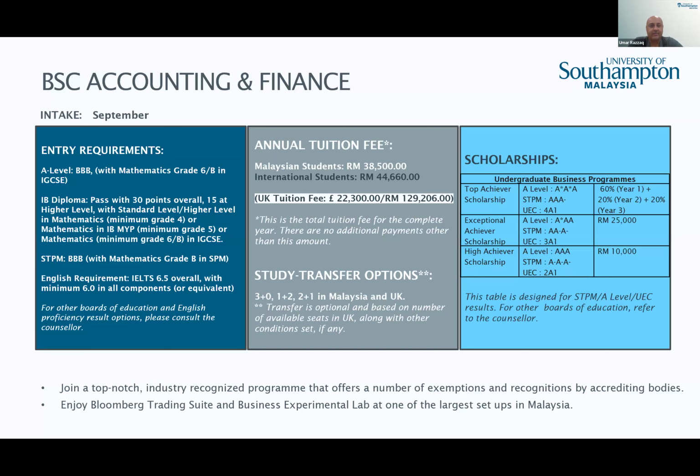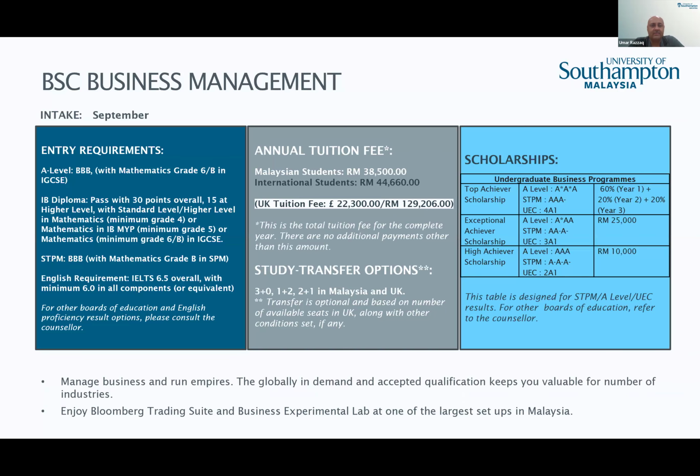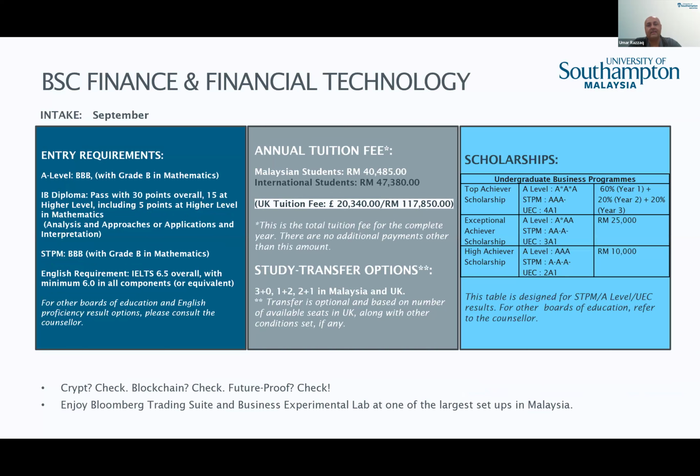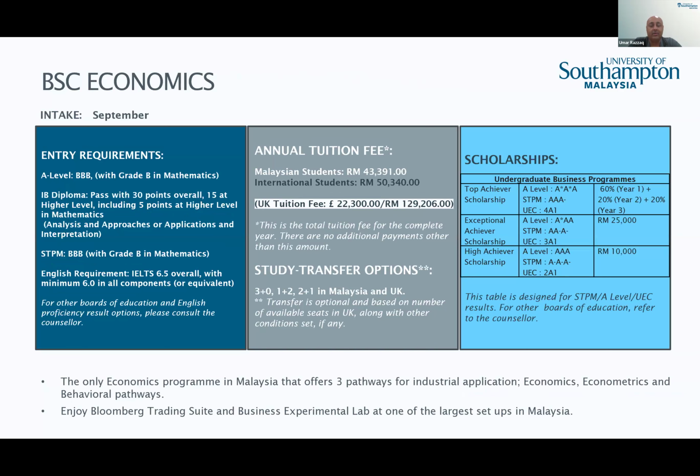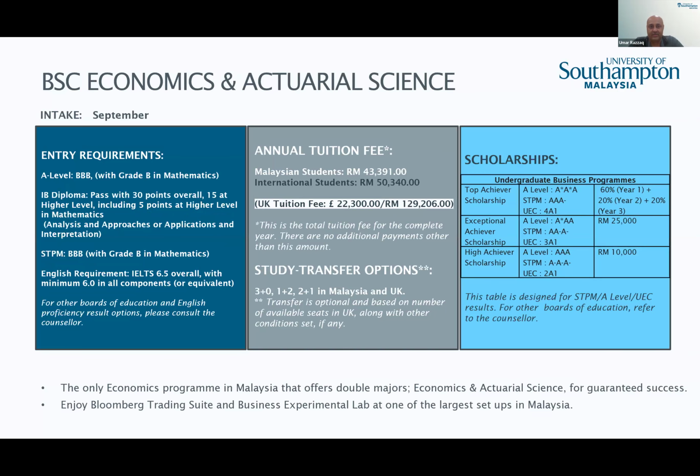And then the scholarship table. So this one I won't repeat. So you've got the same thing for business entrepreneurship: tuition fee, entry requirements, scholarship guidelines, business management, marketing, business analytics, finance and financial technology, and economics options.